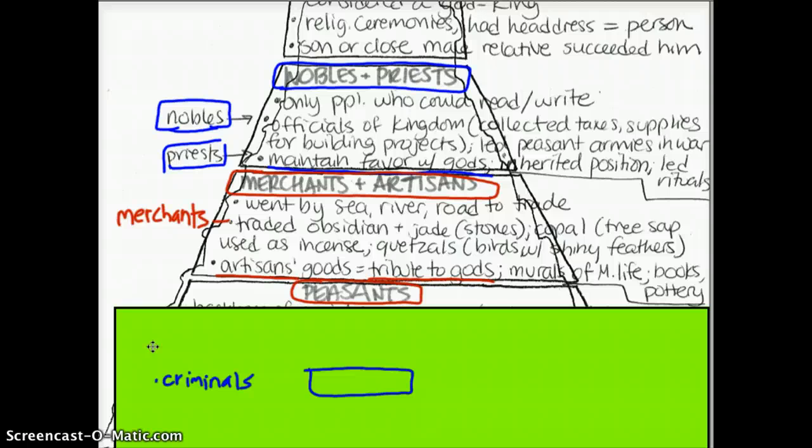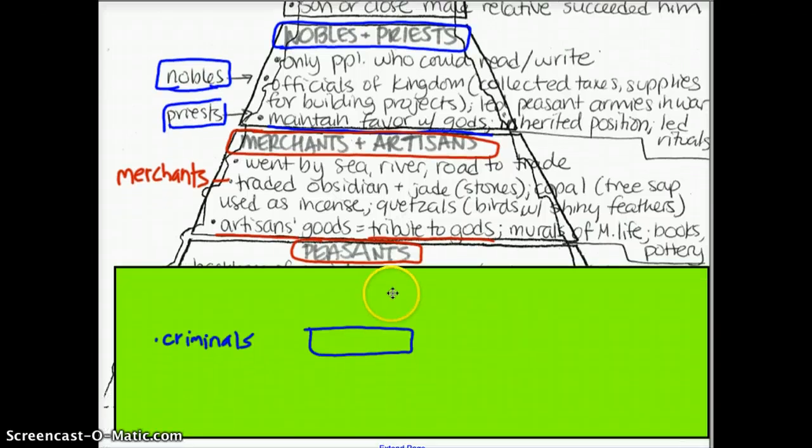So if you didn't write that down, you might want to do that. And like the social class above, make sure you know what merchants did and then what the artisans did. They might make murals, books, pottery, and no matter what they made, they wanted to make the gods happy.